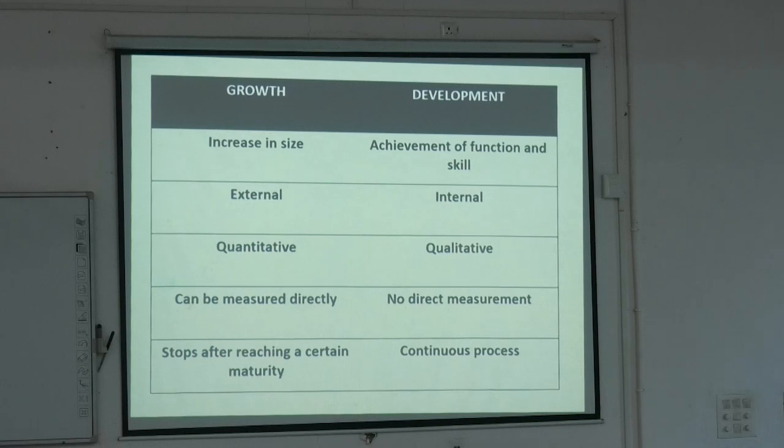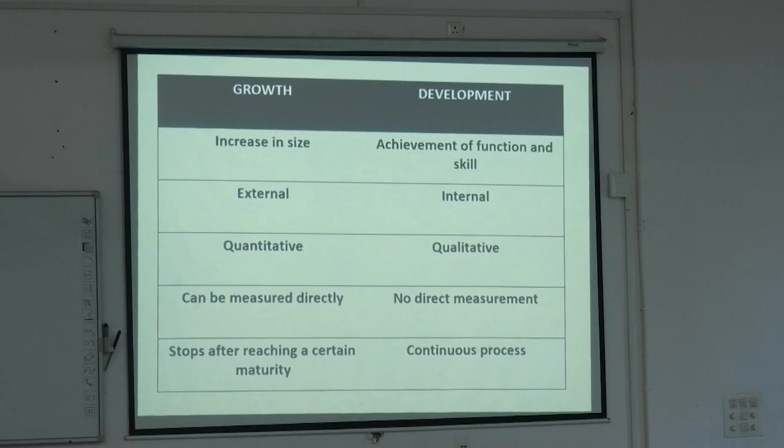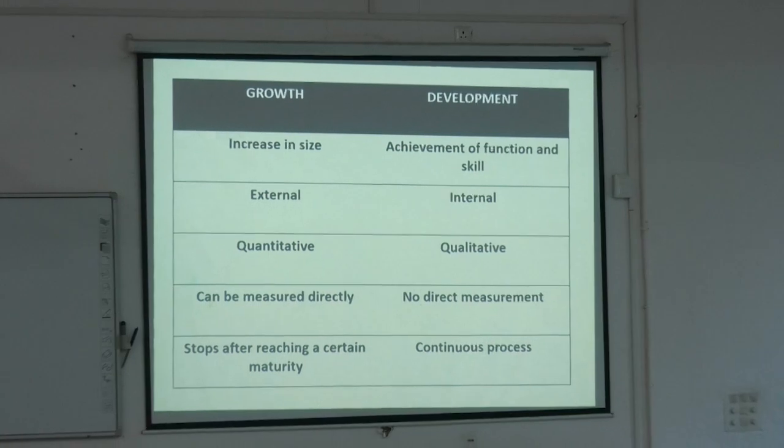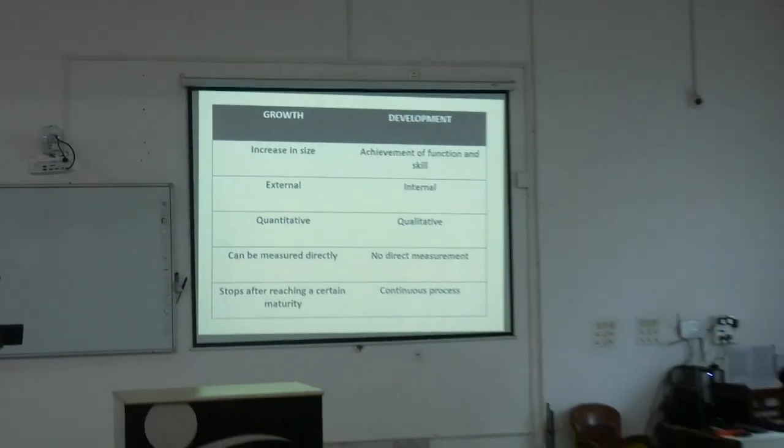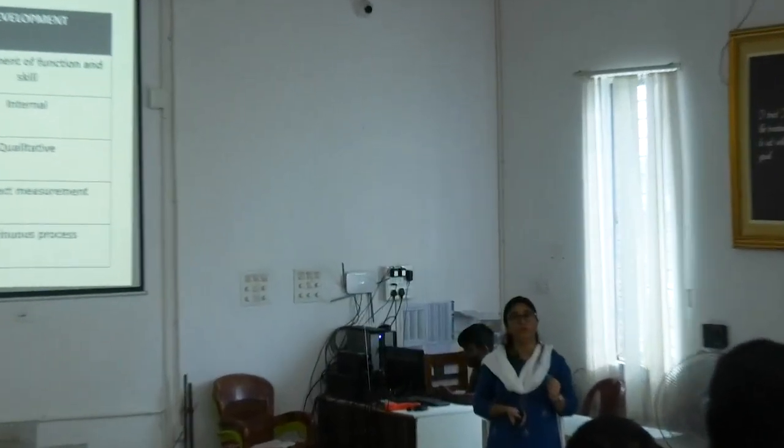But tissue growth may happen even after late years. But development is a continuous process. This is from womb to tomb. What is the meaning of womb to tomb? From birth to death, or not from birth, even from conception, from conception to death. You can learn new skills, you can learn many things.